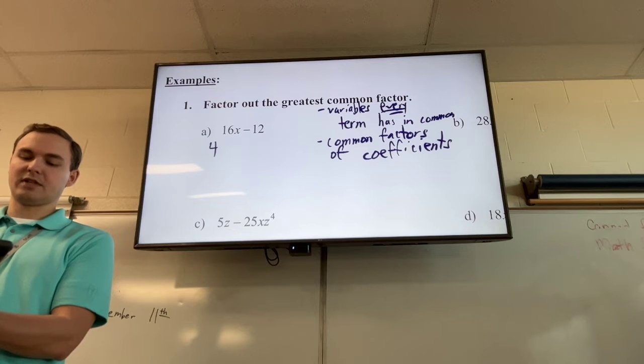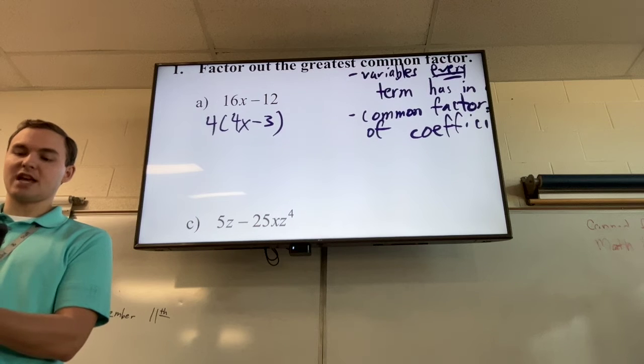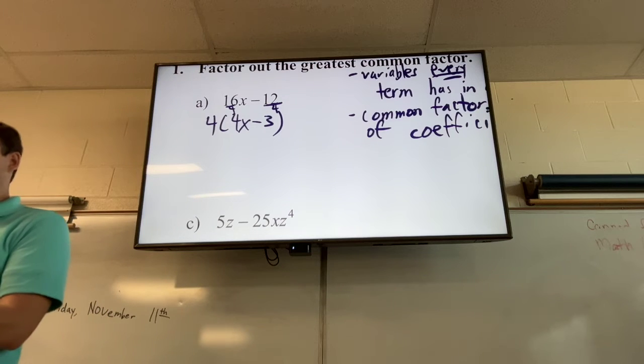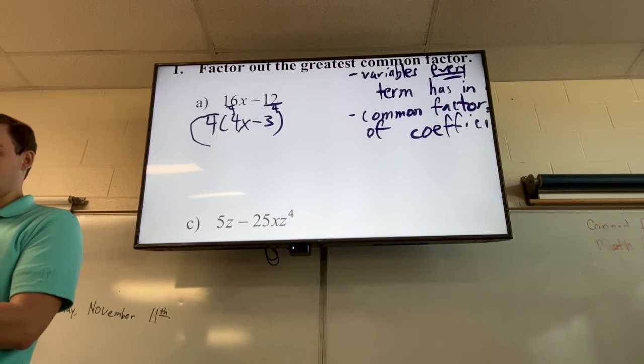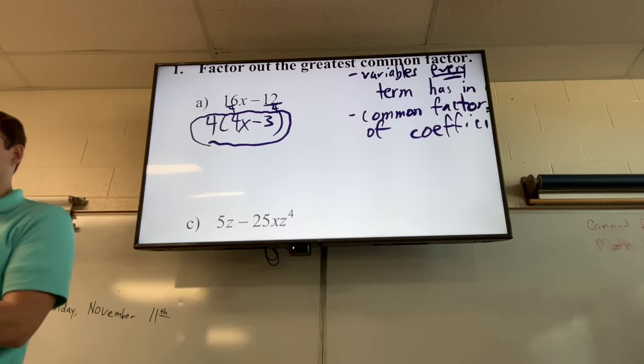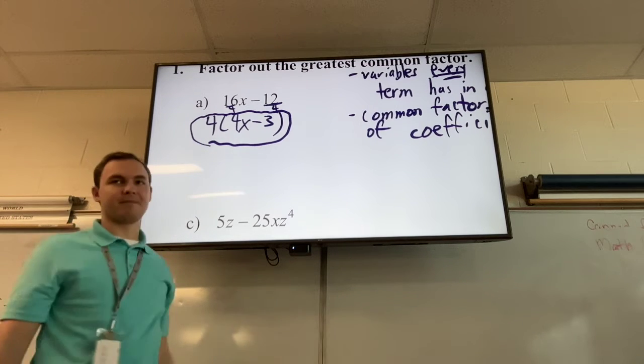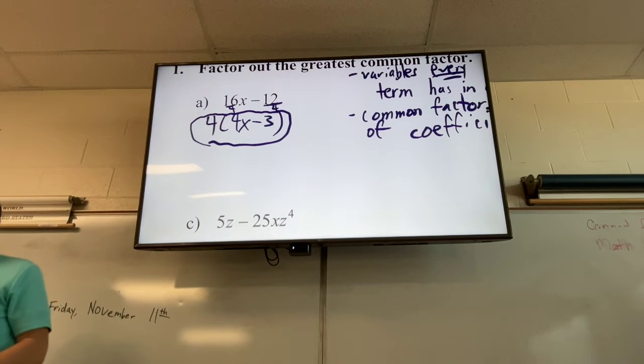So it becomes 4 times 4x minus 3. If you don't know where the 4x and the 3 came from, I did 16x over 4 and 12 over 4. That gives me my result here. I pulled out a 4, I divide both my terms by 4, and I write it as 4 times 4x minus 3. How are we feeling about that?